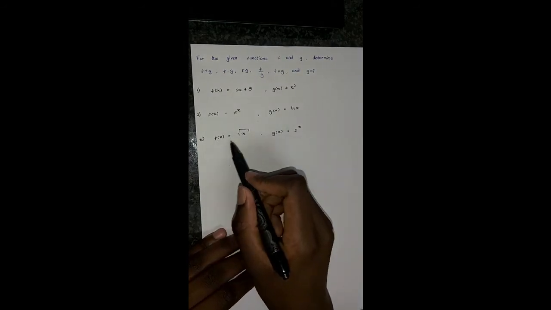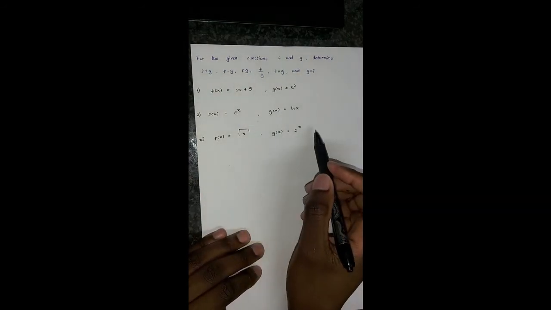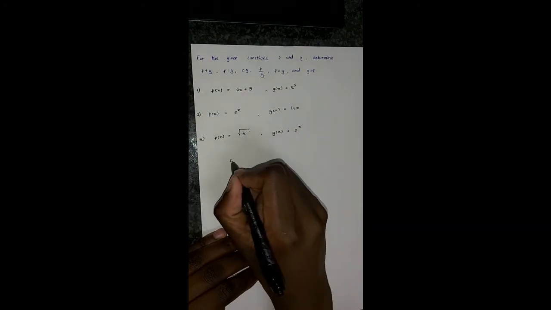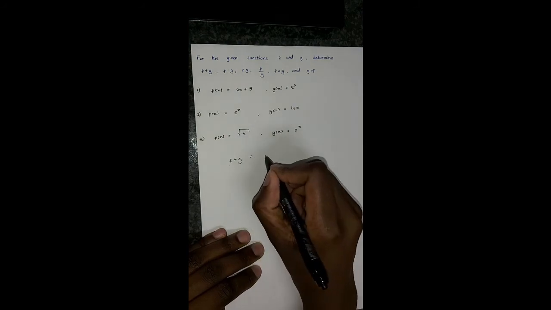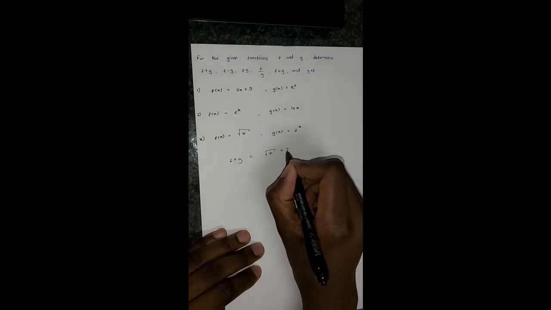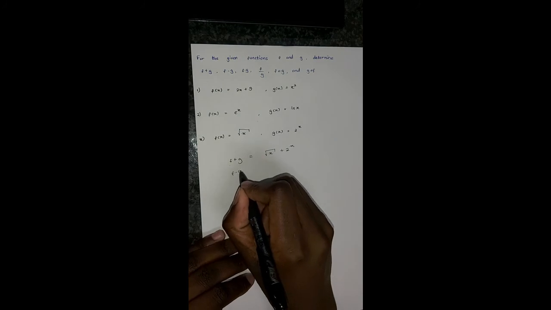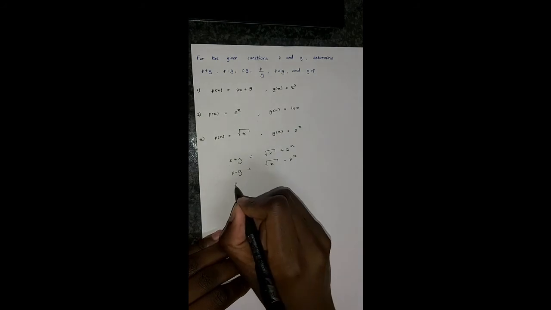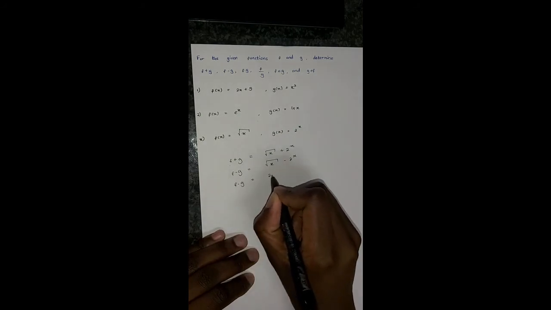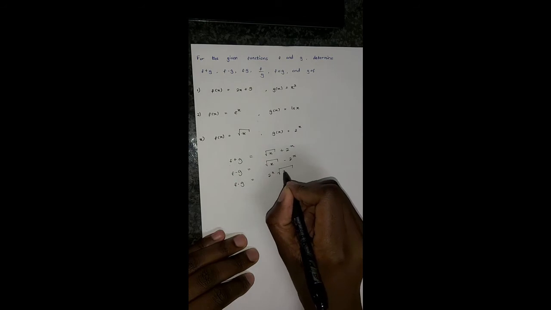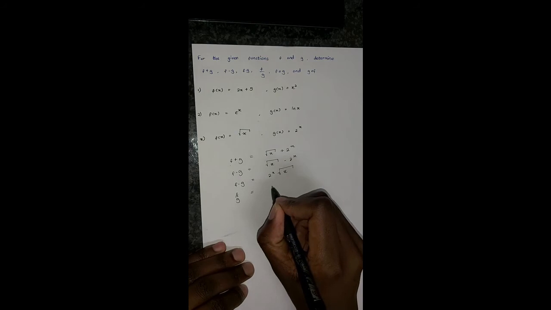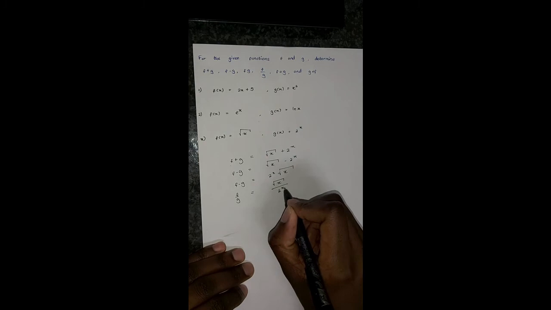Lastly, we have f of x being equal to square root of x and g of x being equal to 2 to the power of x. Okay, so f plus g will be given by root x plus 2 to the x. f minus g being equal to root x minus 2 to the x. f times g being equal to 2 to the x times root x. f over g being equal to root x over 2 to the x.